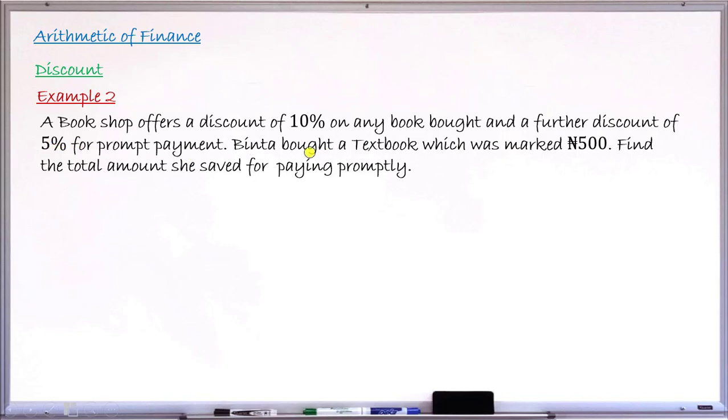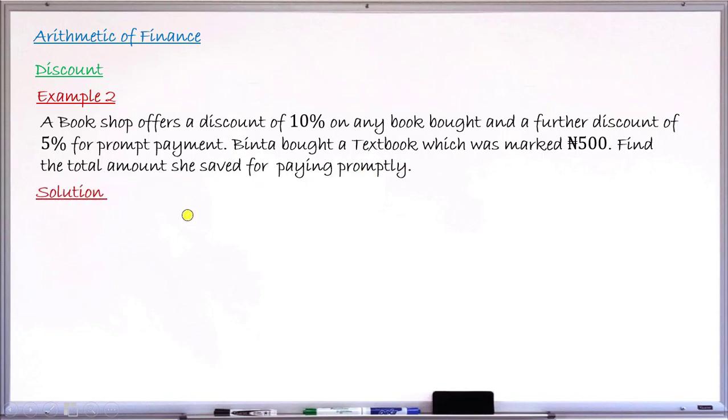So what the question says, Binta is a student who bought a textbook which was marked already 500 naira and paid for that book promptly. So the question asked here is to find her total money that she's going to save for paying promptly.